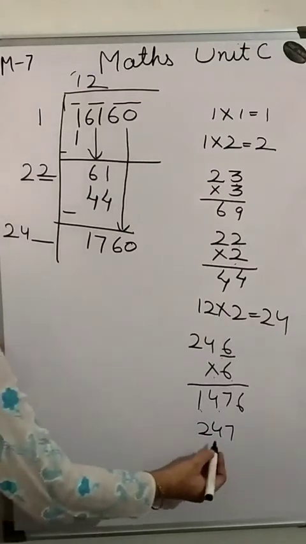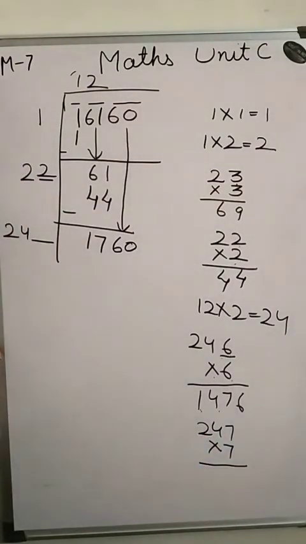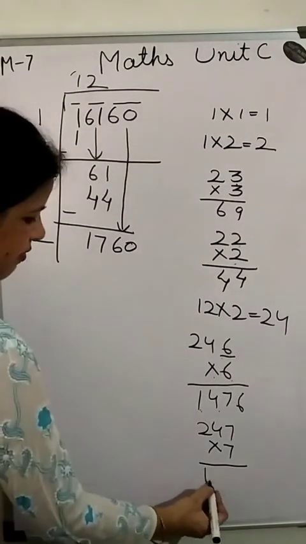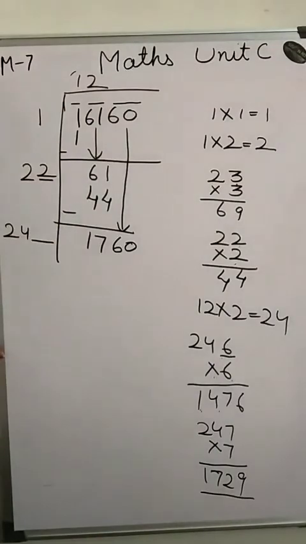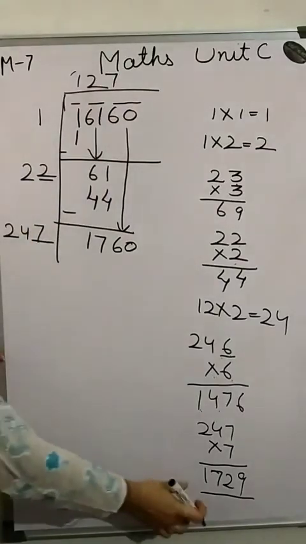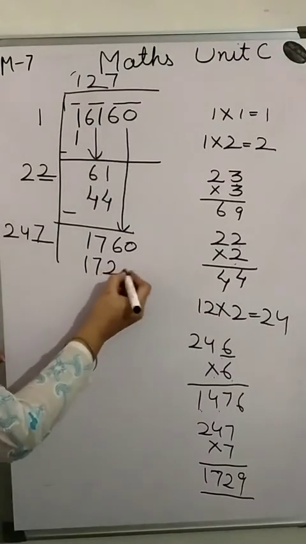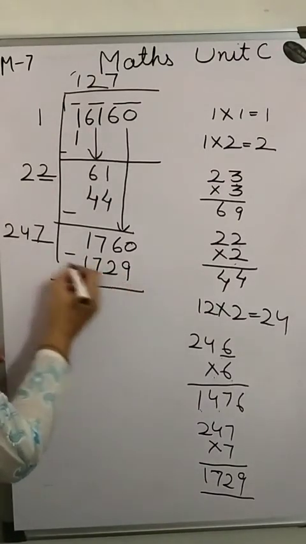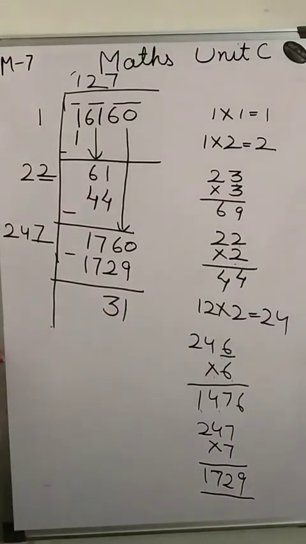So I try one more number, that is I multiply it by 7. So the answer will be 1729. So I think we can take this one. So I am writing 7 here and 7 also here, because it is very close to 1760. Now subtract these numbers and you will get 31. So 31 is the remainder.